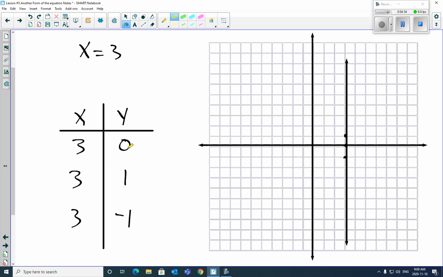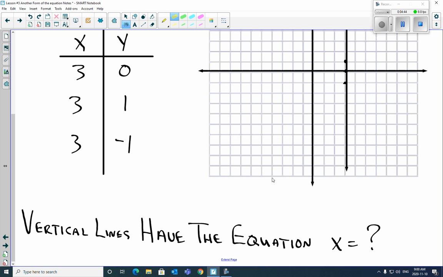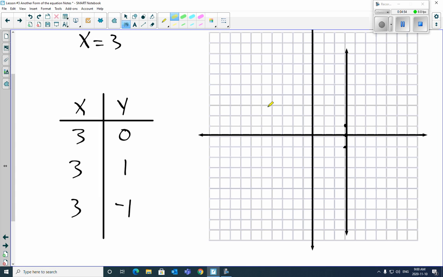So when y is 0, x is 3. Kind of get the pattern here. Now, if you plot these out, you don't get a horizontal line, you get a vertical line parallel to the y-axis. So that's our explanation down here: vertical lines have the equation x equals whatever it happens to be. So if x was negative 5, you'd have a vertical line over here in this quadrant at negative 5. Okay? Okay, next one.